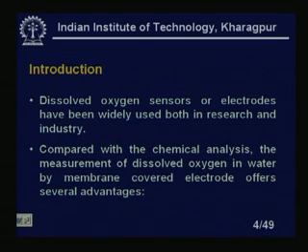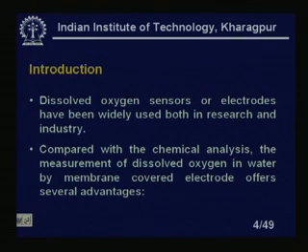Now, another way you can measure the dissolved oxygen concentration or partial pressure is chemical analysis. That means you take out a sample and make the chemical analysis. There are a lot of limitations of that type of chemical analysis, because you have to do it offline, and it is not very easy to get an electrical output. So, if you want to control the dissolved oxygen concentration inside the liquids, you cannot do it. In that case the membrane based electrode, which is called the membrane covered electrode, offers several advantages, right. That is the reason I am telling you, compared with chemical analysis, the measurement of dissolved oxygen in water by a membrane covered electrode offers several advantages.